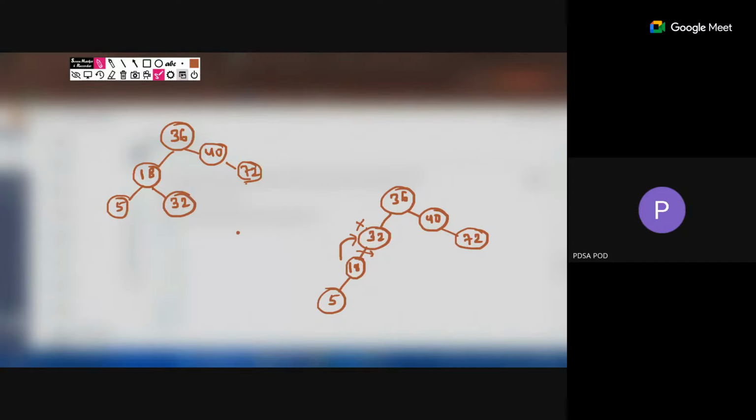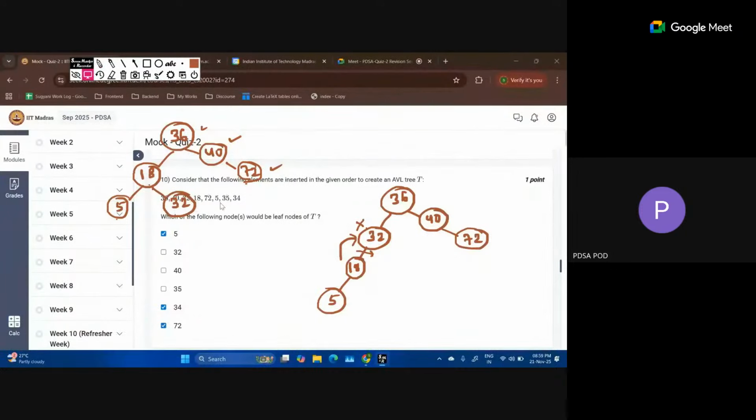Anything else is unbalanced now? Or everything's balanced? 32 is balanced, 5 is balanced, 18 is balanced, 72 is balanced, 40 is balanced, and 36 is also balanced. Okay. So now let's go to the next element. Which one did we insert? 5 we inserted, then 35 we will insert. Where will 35 be inserted? Right of 32.